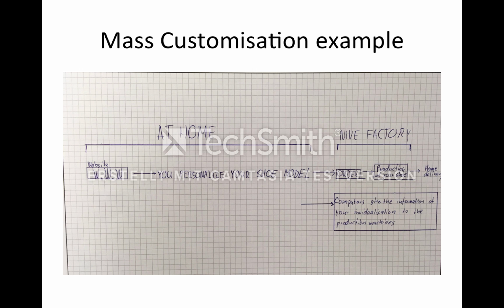In mass customization, you personalize your own shoe model, for example the colors, at home on a website. This order is sent to the Nike factory, and this Nike factory is producing your shoe. Computers give the information of your individualization to the production machines. Afterwards, the shoes are individually sent to your home.